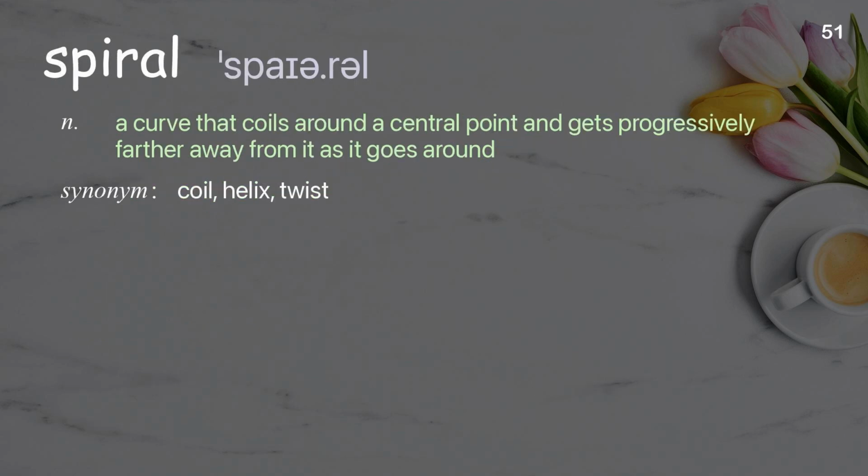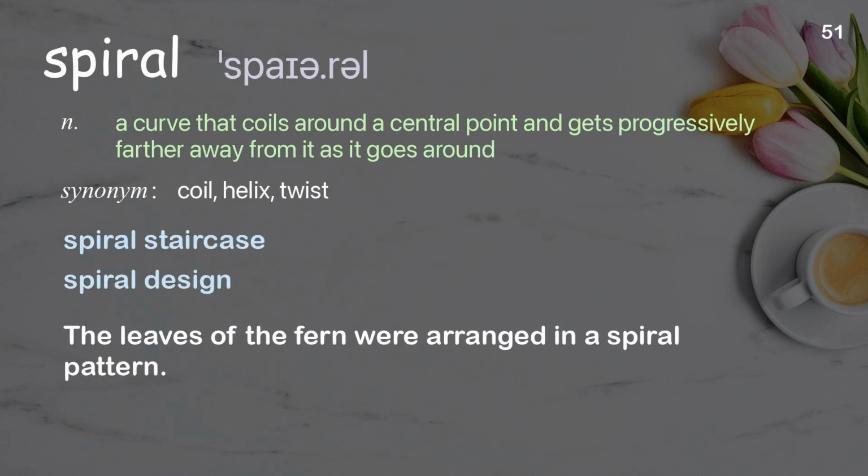Spiral: a curve that coils around a central point and gets progressively farther away from it as it goes around. Examples: spiral staircase, spiral design. The leaves of the fern were arranged in a spiral pattern.